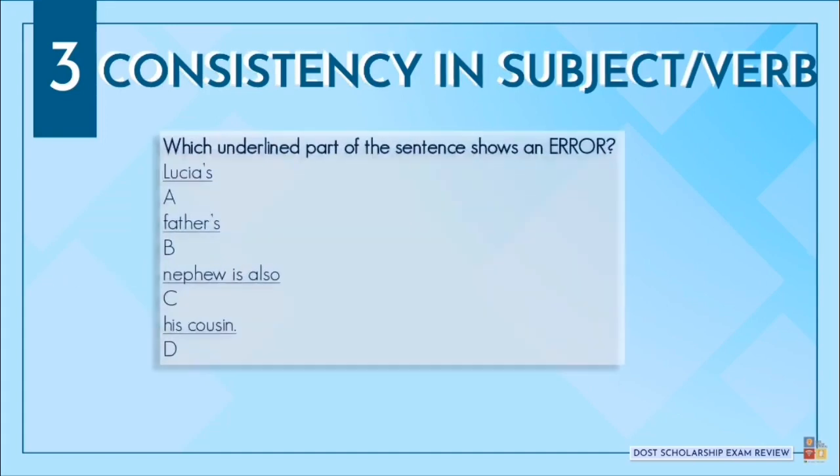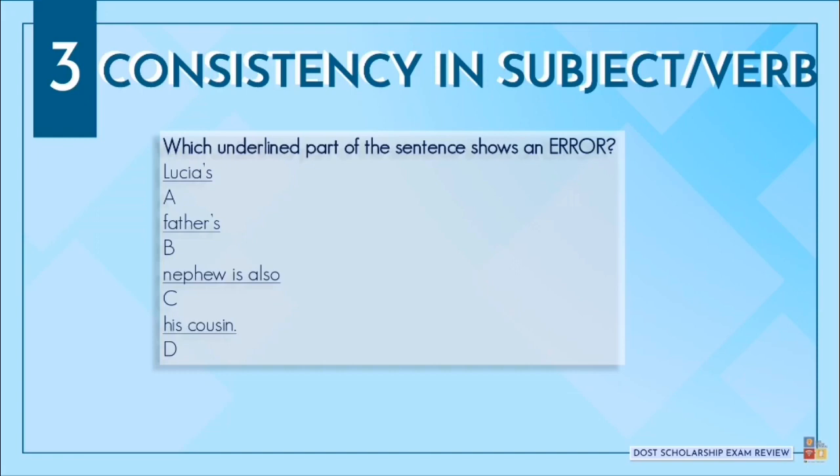Another sentence correction question we can find in our pretest is this one. The sentence reads, Lucia's father's nephew is also his cousin. Grammatically, the consecutive possessive nouns here, Lucia's father's nephew, is considered correct. The error doesn't lie in A, B, or C, but in letter D.